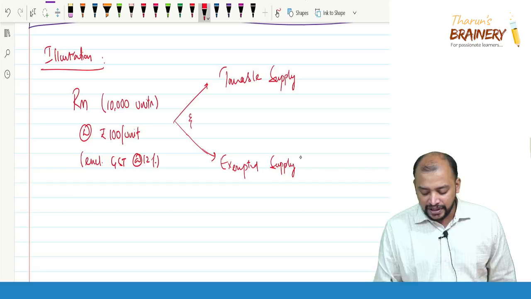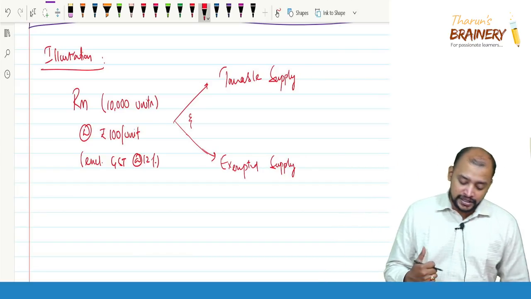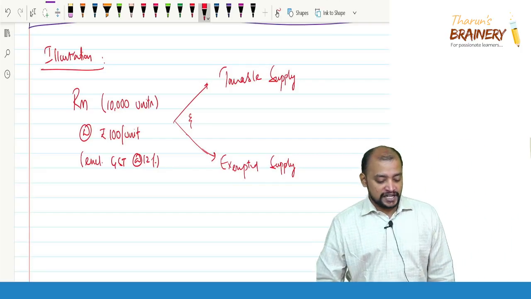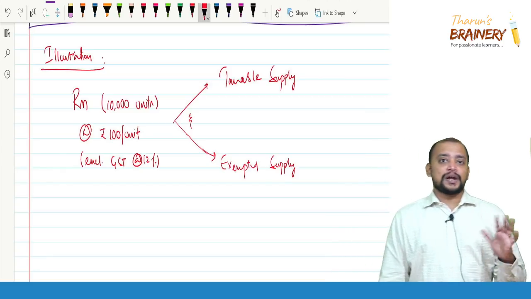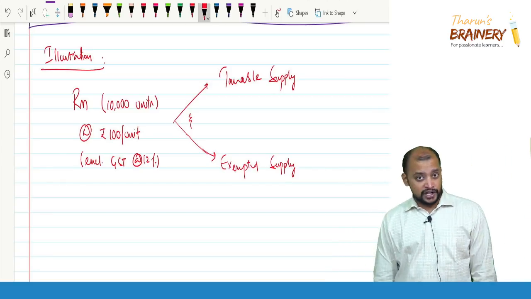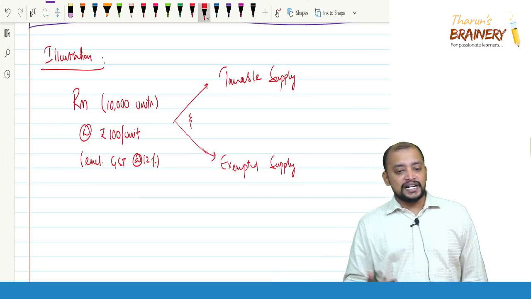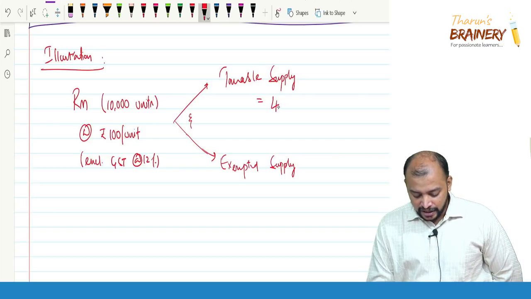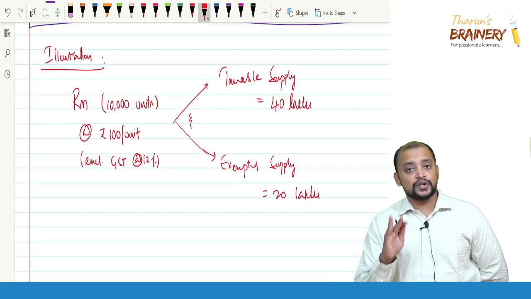Suppose if I have the inventory control, definitely I will take the credit accordingly. For example, out of 10,000 units, if 8,000 units are used for taxable supply and 2,000 units are used for exempted supply, I will take the credit only with respect to the 8,000 units of taxable supply, and the 2,000 units I will not take. But here I don't have the information. Now I need to take the turnover data. So what is the turnover data? Taxable supply is 40 lakhs and exempted supply is, say, 20 lakhs. This is the turnover data.